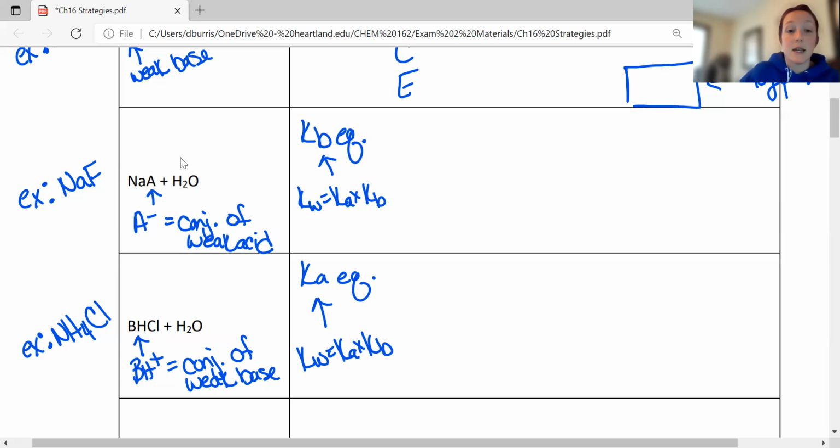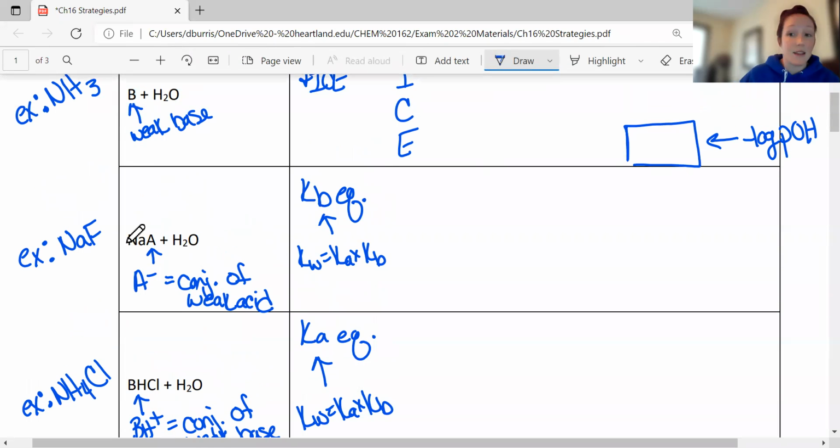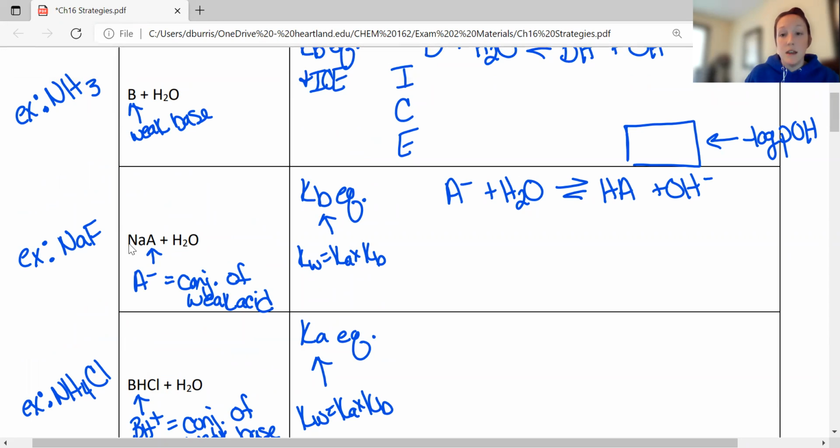So if it's going to be basic, like this one up here, you need to write the Kb equation, not the Ka equation, Kb. So the Kb equation is when it reacts with water, it acts as a base, and I get OH minus. So you need to write the Kb equation if it's going to be basic. If it's going to be acidic, you need to write the Ka equation. So BH plus and water makes it acidic. It donates its hydrogen, so I end up with B and H3O plus.